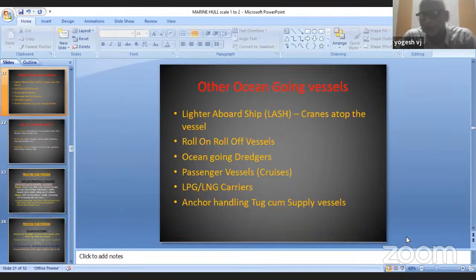Then passenger vehicles, these are luxury passenger vessels. Cruises. Goa cruise has started. You can see cruises at Bandra as well. Then LPG and LNG carriers, liquefied petroleum gas and liquefied natural gas carriers. Okay. Anchor handling tug cum supply vessels. Tugs are usually those vessels which are used to tug another vessel and pull it towards the shore. Sometimes dredgers are used as tugs. Remember this. Dredgers can sometimes be used as tugs.